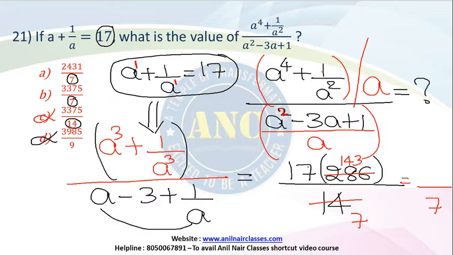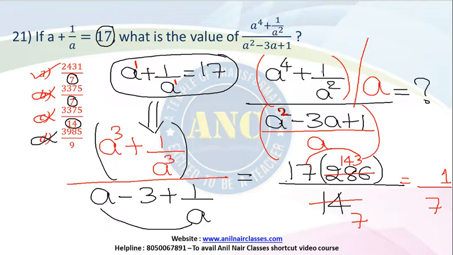That means the unit digit in 17 is 7. Unit digit in 143 is 3. 7 into 3 is 21. That means the unit digit in the answer should be 1. Option B is also ruled out right now because the unit digit is 5 in option B. So the correct answer for this question is 2431 divided by 7.